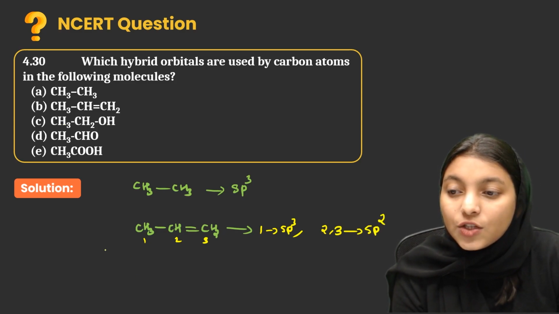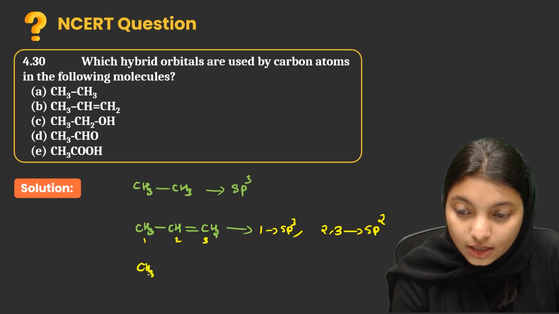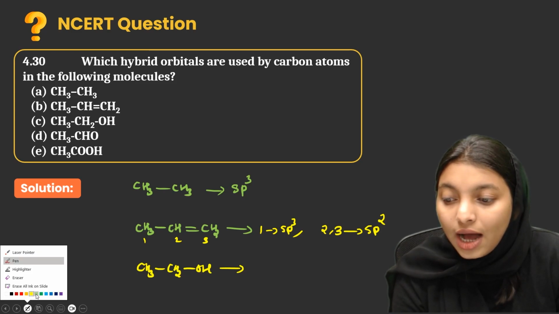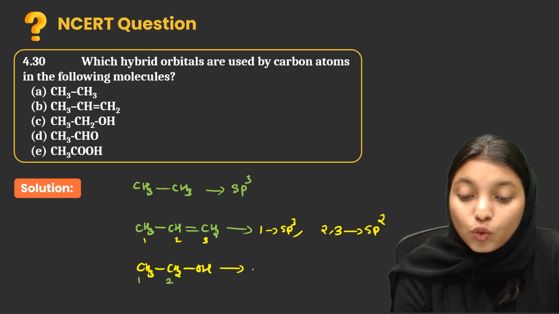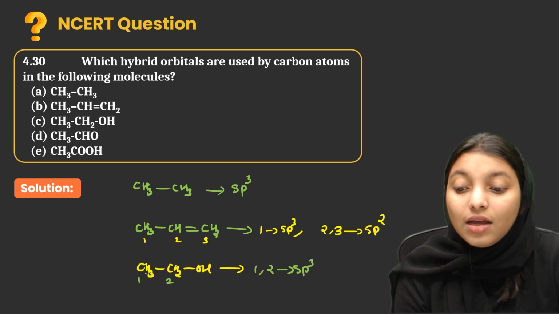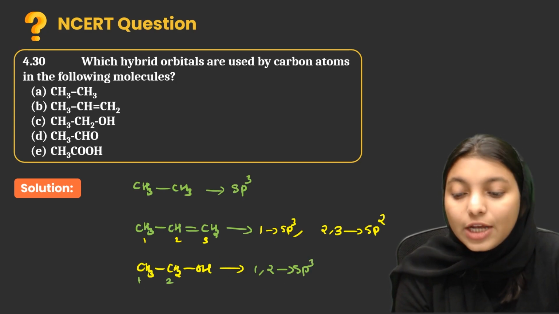In the case of CH3CH2OH, we are again giving numbers to the carbons. This is 1 and 2. Both 1 and 2 are sp3 hybridized, since 4 bond pairs are present for each of them.